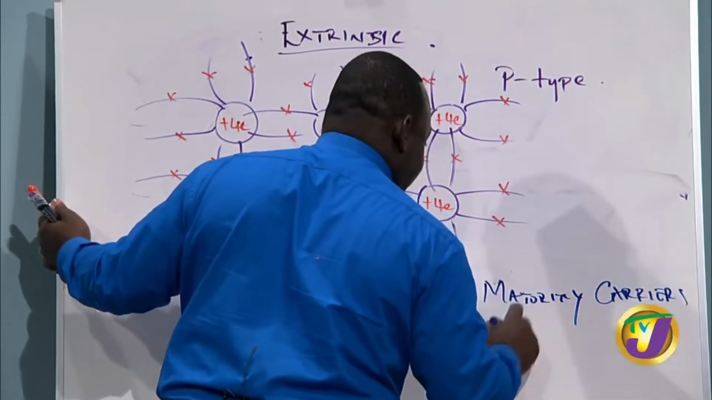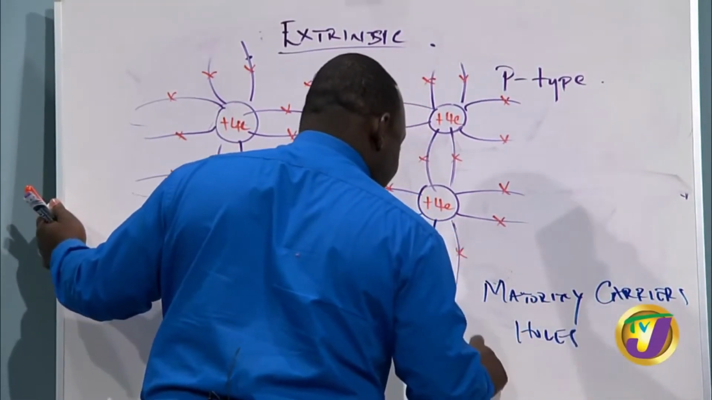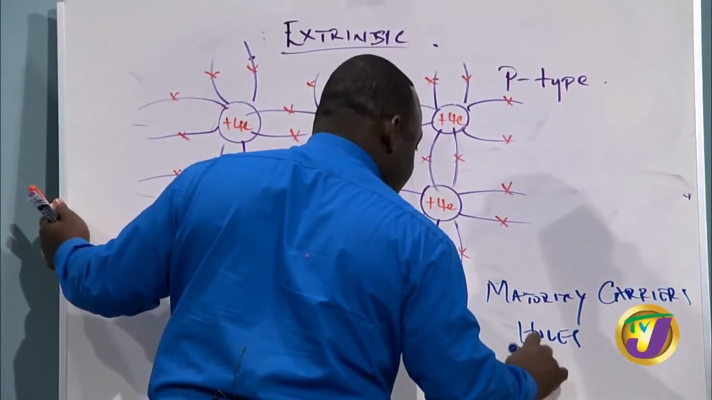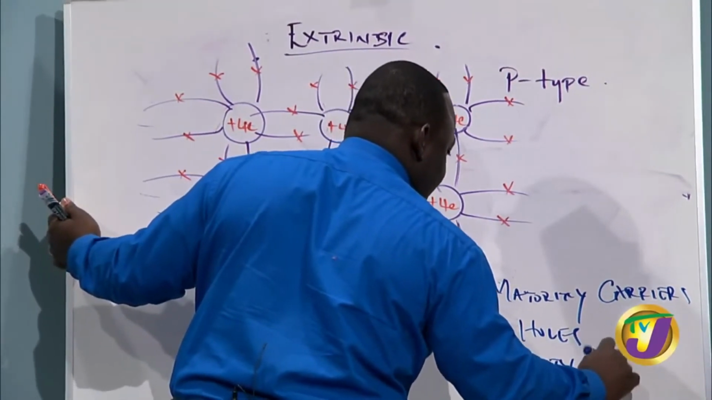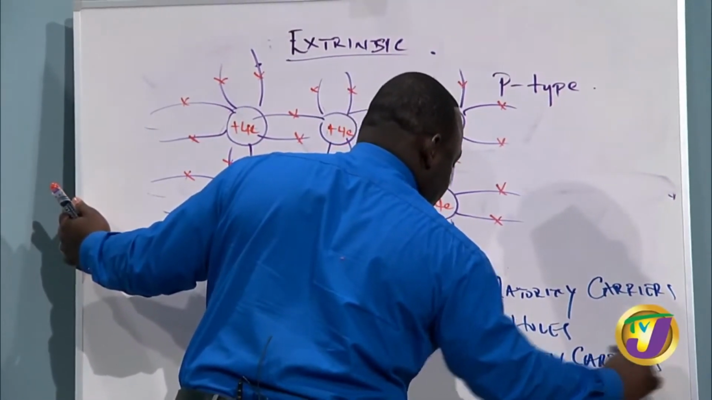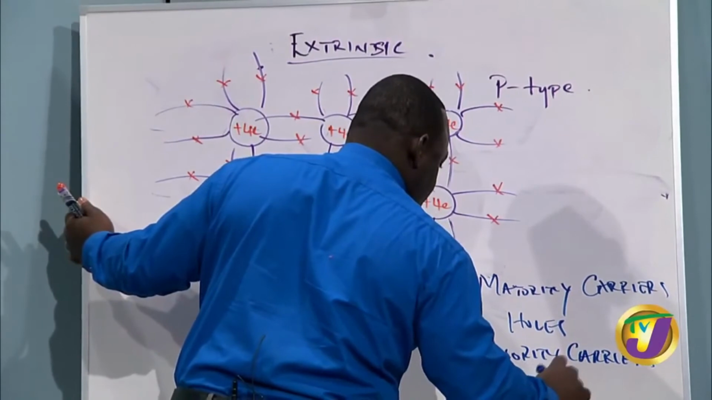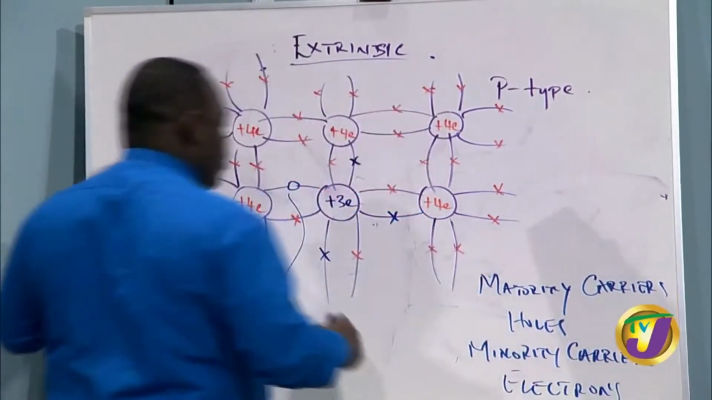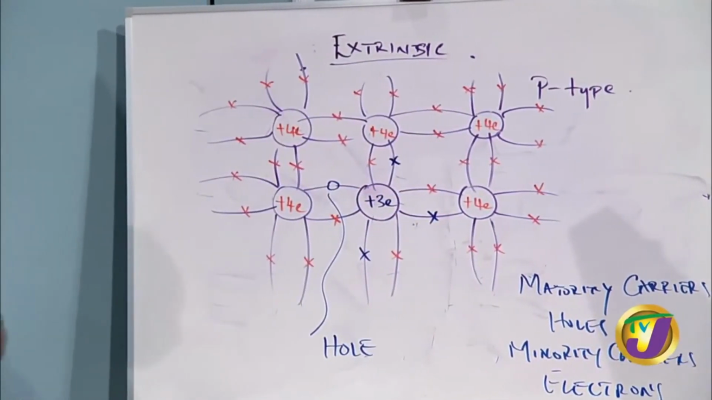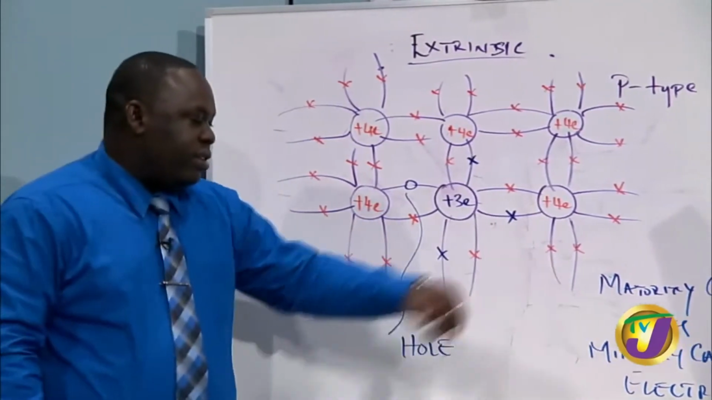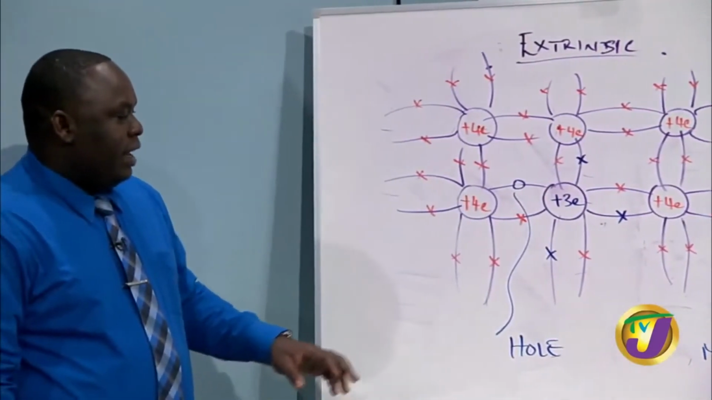So the majority carriers would be holes, and the minority carriers would be electrons. And we're going to be focusing on that a little bit later in our slide. So the majority carriers will be holes, and the minority carriers will be electrons.